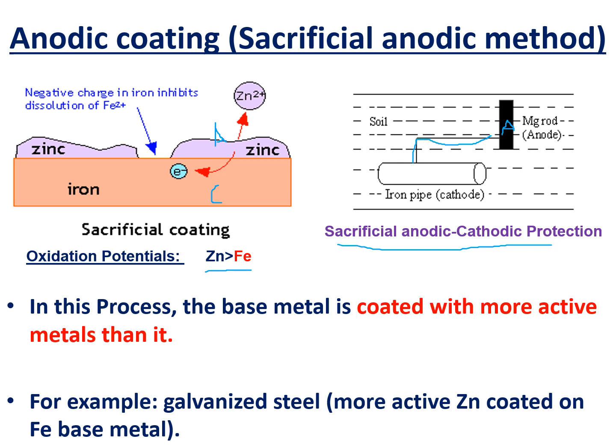Both are the same concept. Here coating happens, there connection happens. So the only difference is connection and coating. If you make a continuous surface layer, it is called coating. If you just connect with an external wire, it is called cathodic protection. The concept is the same, but the way of protection is different. Here we form a continuous surface layer as a protective layer, and we protect the iron metal from corrosion.